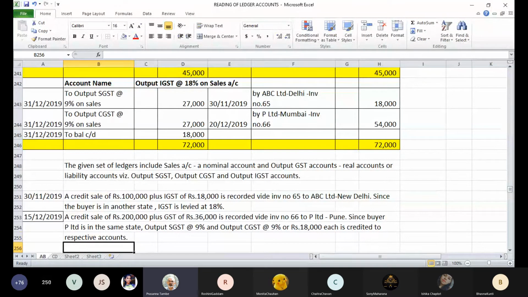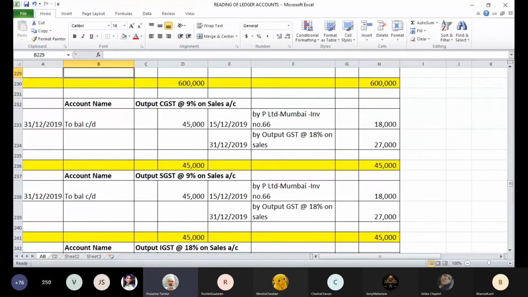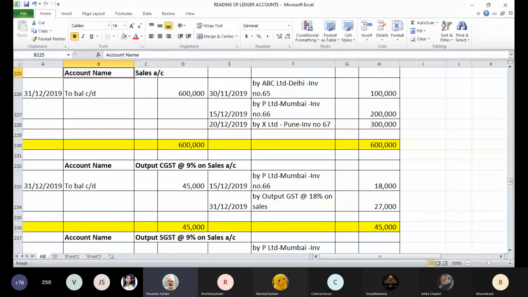Credit sale of 2 lakhs plus GST of 36,000 is recorded while invoicing number 66 to P Limited. Is it Pune or Mumbai? Mumbai. Okay.